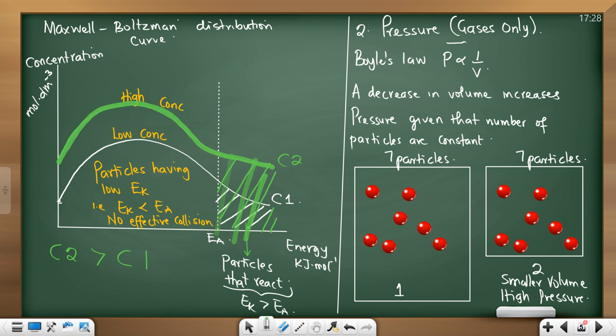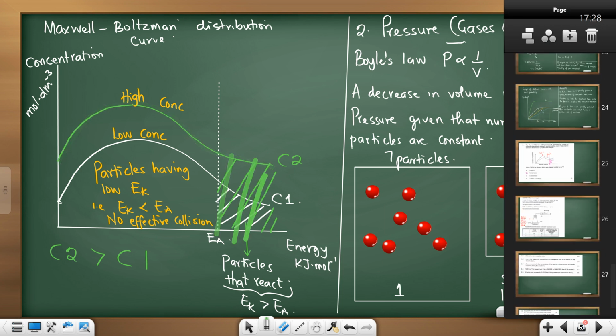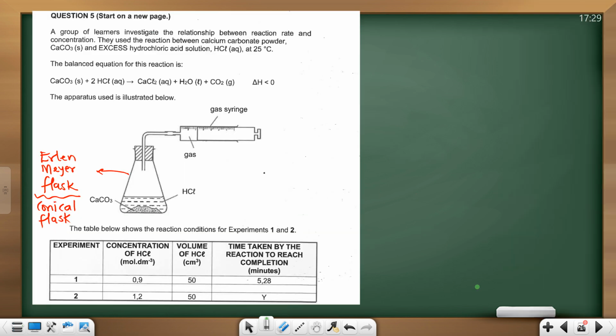So now you have an idea, even if you were missing in action, of what the examiner is now working with. So we're going to go through it together. All right. They use the reaction between calcium carbonate powder and EXCESS. They've written that excess for you in capitals. Something is going to happen on that. All right. At 25 degrees Celsius, the balanced reaction is given, as well as the apparatus. Okay, let's study this before we look at the questions.